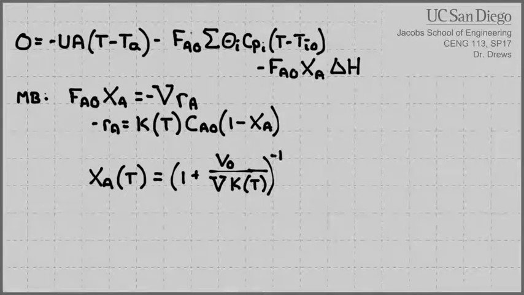To the minus 1. So 1 plus V naught, where V naught is the inlet volumetric flow rate and capital V is the volume, divided by kT, that whole thing to the minus 1.